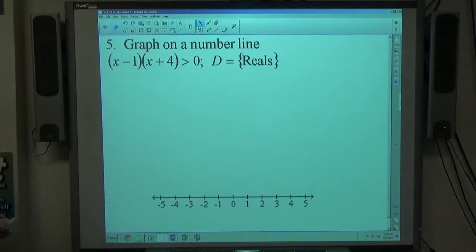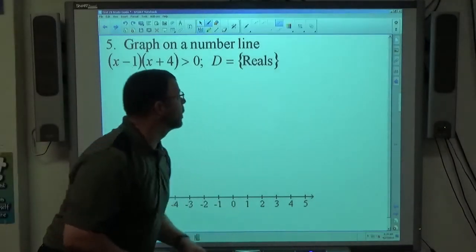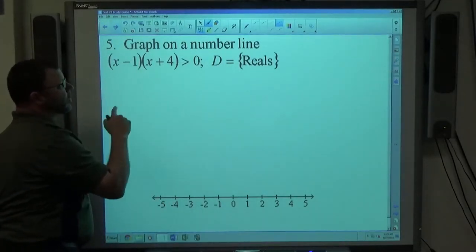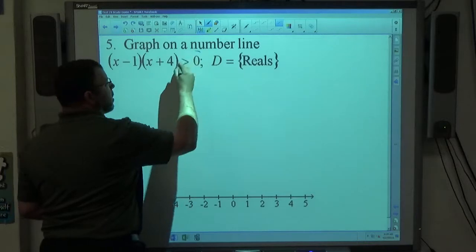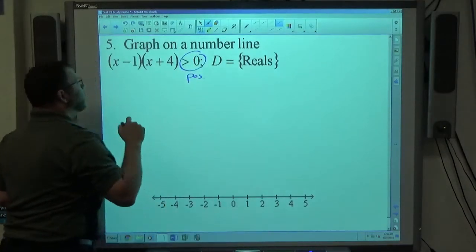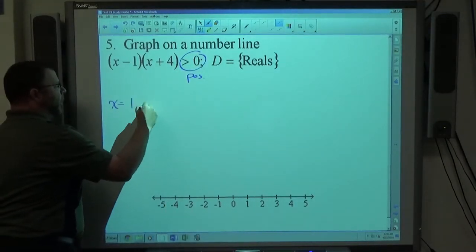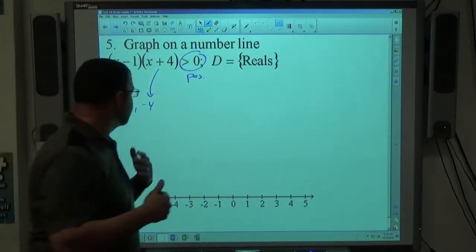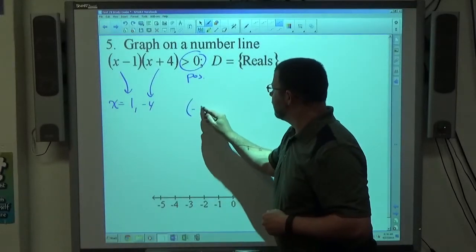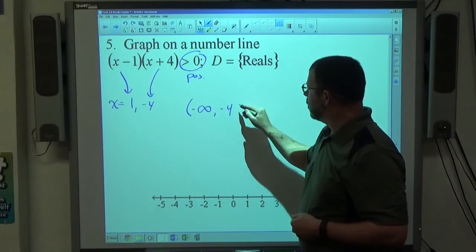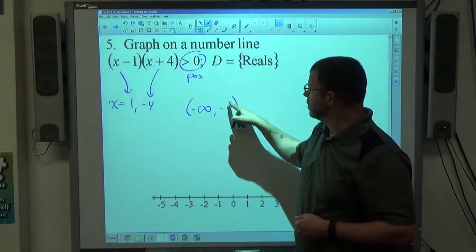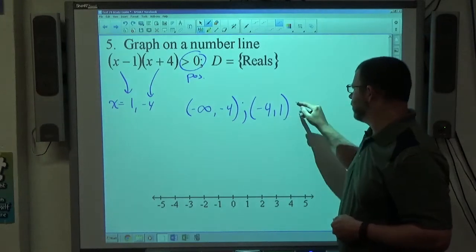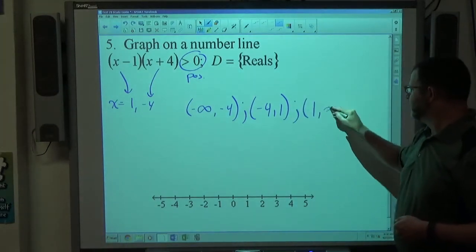Number 5, same exact type of problem. I'm going to go through this one a little quicker. This time the domain is the set of real numbers, and it's already factored for us. It is greater than 0 this time, so again we're looking for positives. So x equals positive 1 and negative 4 are the things that make each of these factors equal to 0. That's going to help me set up my intervals. I'm going to start at negative infinity, go up to the smallest number. I'm using parentheses again because there's no equals to. Negative 4 up to 1, parentheses, parentheses, and 1 to infinity.